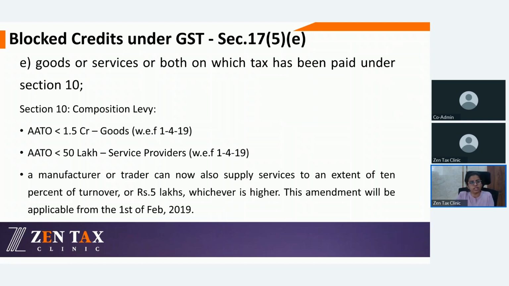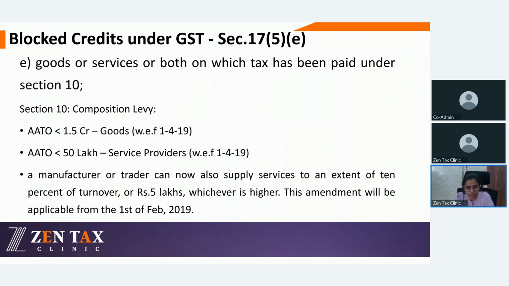If your turnover does not exceed the threshold limit that has been prescribed, then you can avail the composition levy. For goods, if your annual aggregate turnover is less than 1.5 crores, then you can opt for the composition scheme. And for service providers, the aggregate annual turnover has to be less than 50 lakhs. Both of these have been with effect from 1st of April 2019, because earlier to this, the limit was different. It was 1 crore.